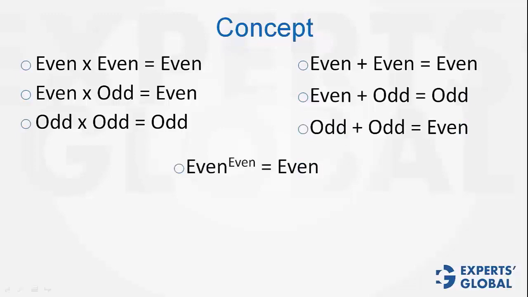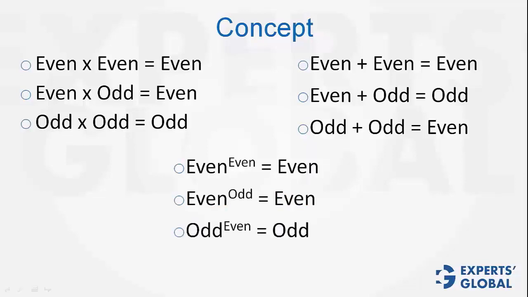Even to the power of even is even. Even to the power of odd is even. Odd to the power of even is odd. And odd to the power of odd is also odd.